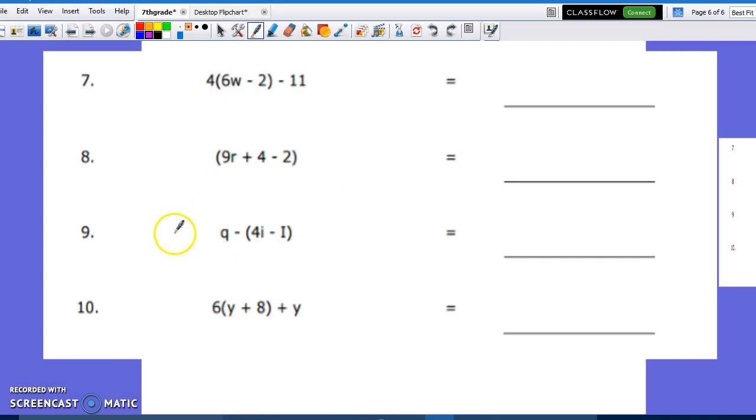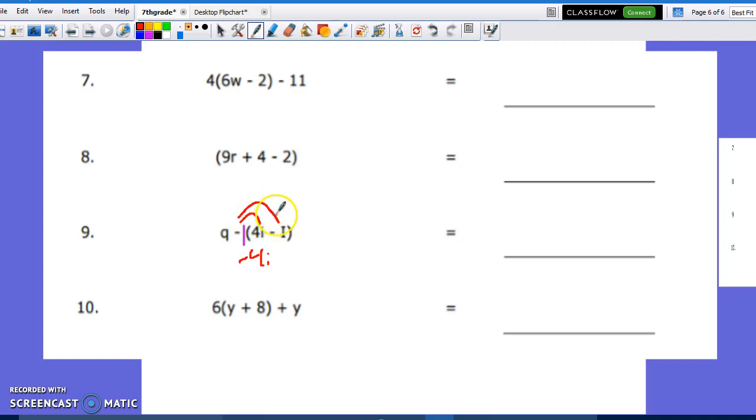Number 9 is a little bit more difficult because there is no number in front, but we have a negative sign. So anytime you see a negative sign with no number, put that invisible 1 right here. Now we can distribute. I'm going to distribute a negative 1 with 4i and a negative 1 with a negative capital I. Sometimes I think that's an L, but you get the idea. If I distribute, I'm going to have negative 1 times 4i. That's going to give me a negative 4i.